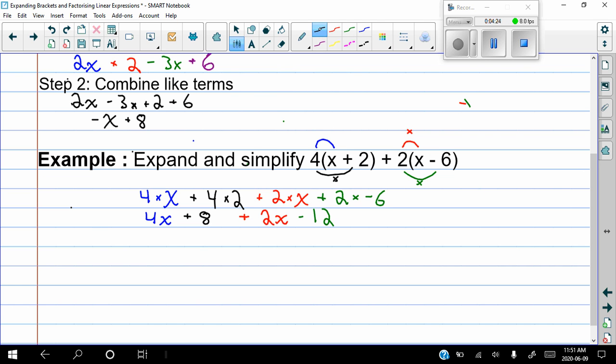So lastly, I'm going to write my terms together because, like I said, I do it because it makes my life easy. And then plus 8 minus 12. So in that first little part, we get 6x, right? 4x plus 2x is 6x. And then we have positive 8 minus 12, which is negative 4.